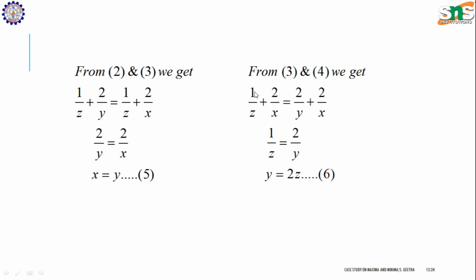From 2 and 3 we get 1 by z plus 2 by y equal to 1 by z plus 2 by x, which implies 2 by y equal to 2 by x, and x equal to y.